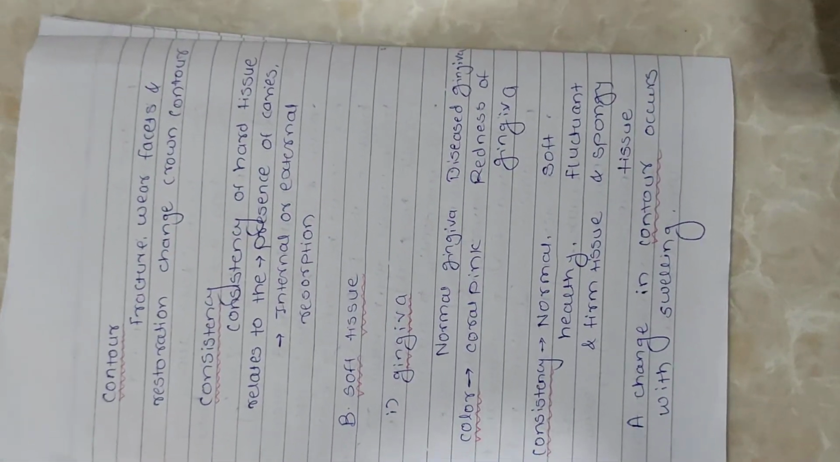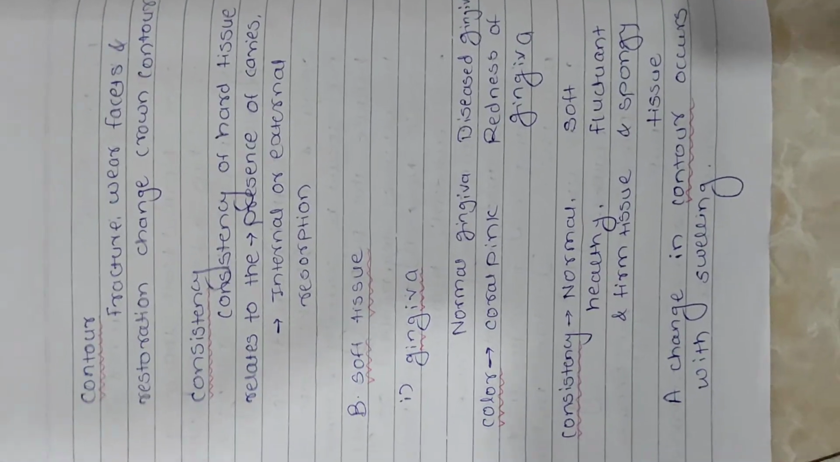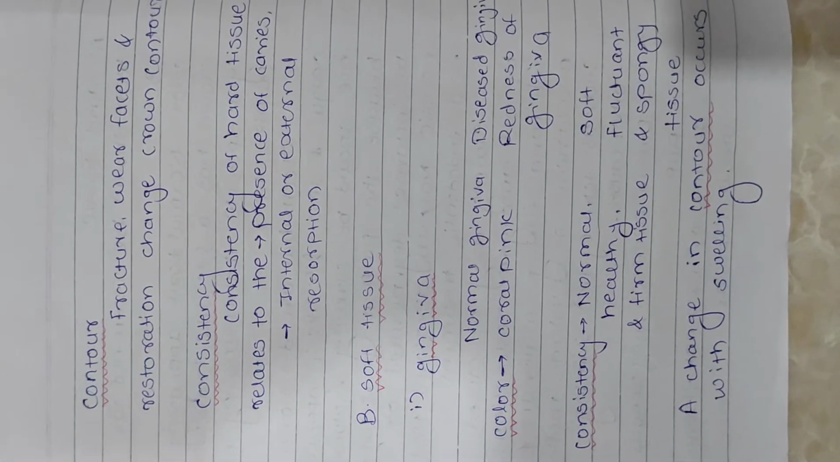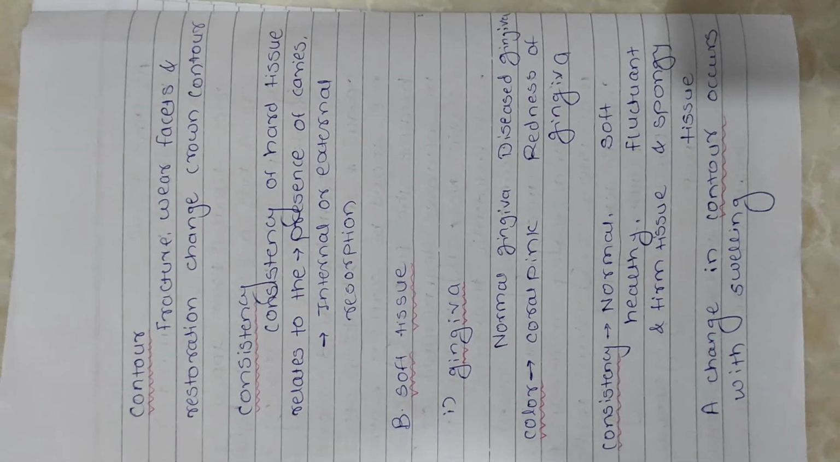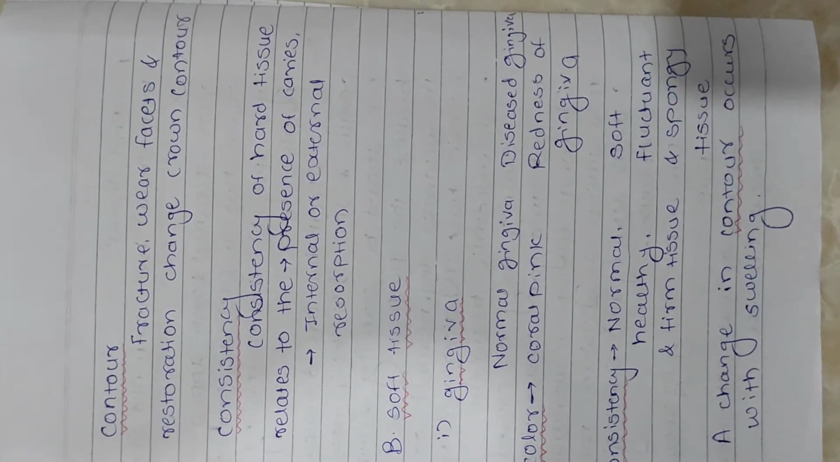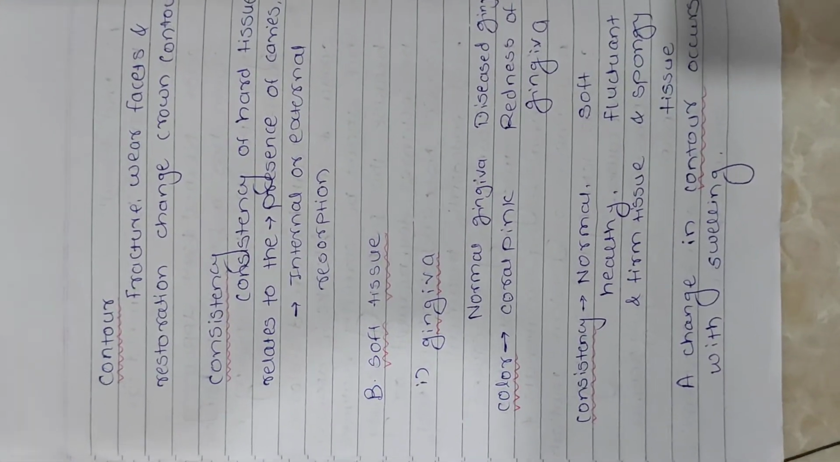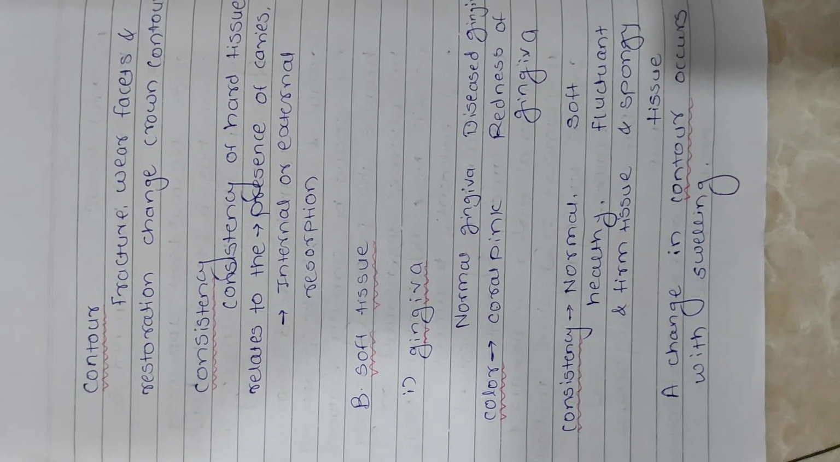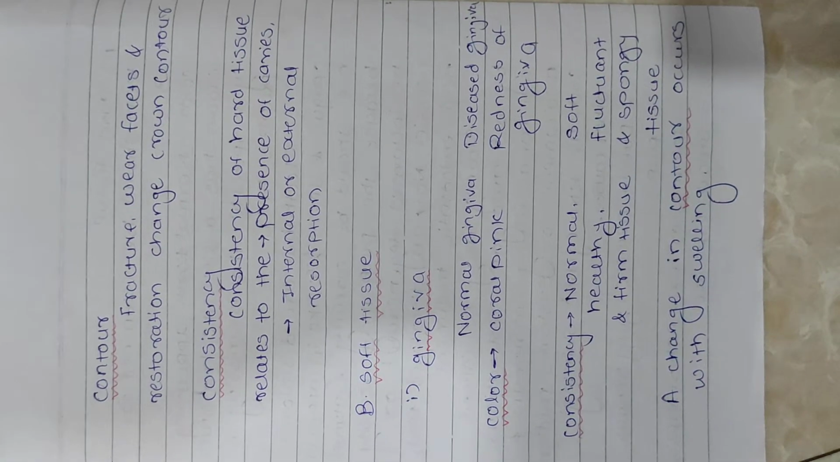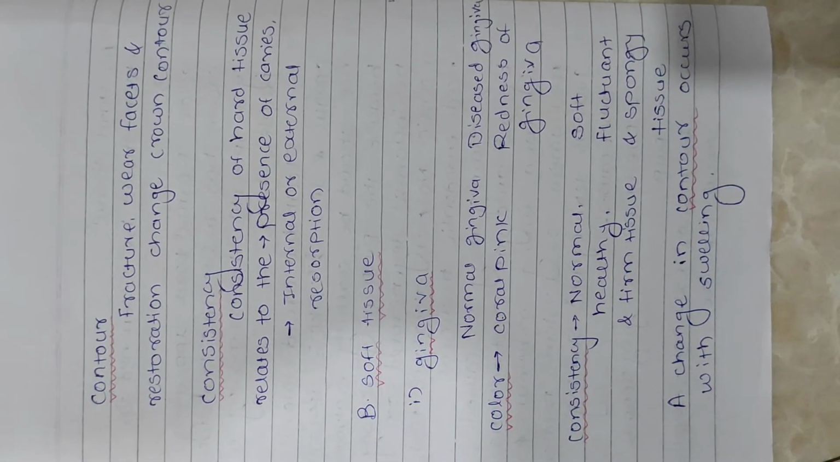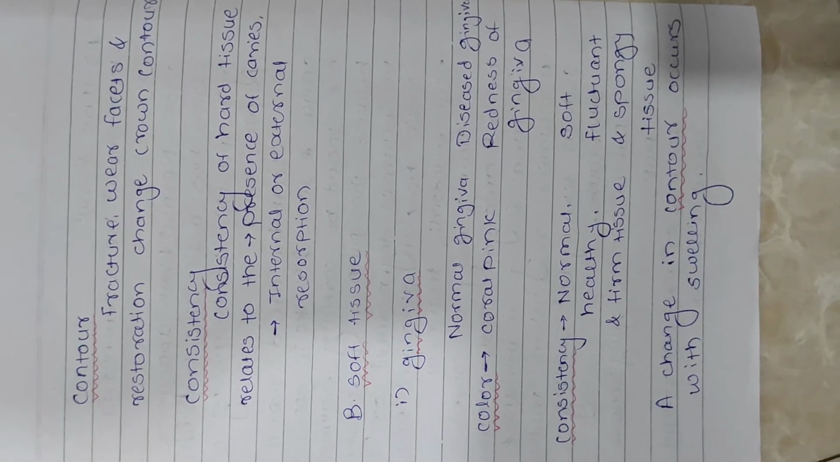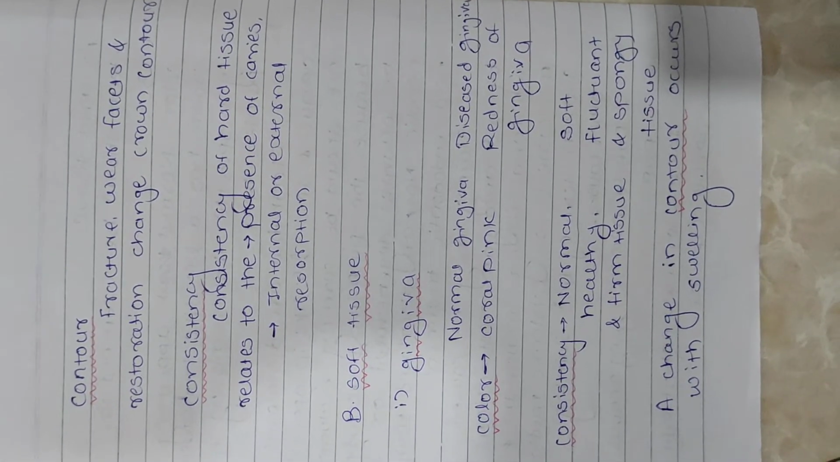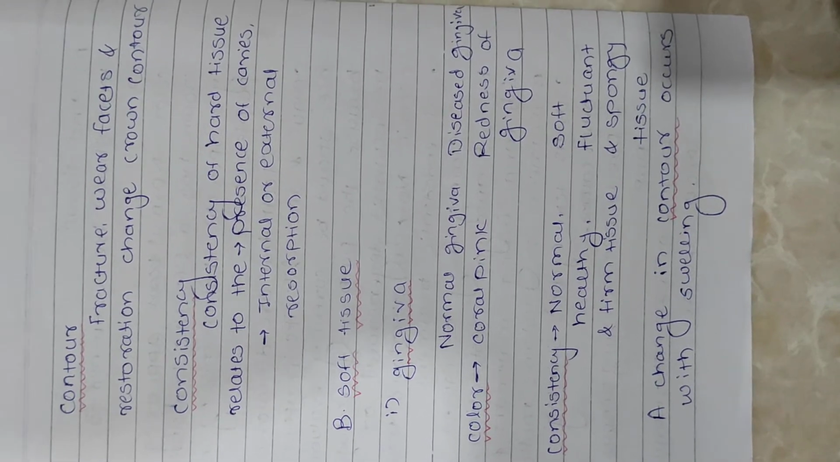Coming to the contour, fracture, wear facet, restoration also changes the crown contour. Fracture: in case of trauma, there will be fracture of the tooth and the contour of the tooth will change. Wear facet occurs in case of attrition. In case of attrition, the occlusal surface gets worn and the contour of the tooth will change. Consistency of hard tissue relates to the presence of caries or internal or external resorption. Because of the presence of caries, the tooth structure will have soft consistency.